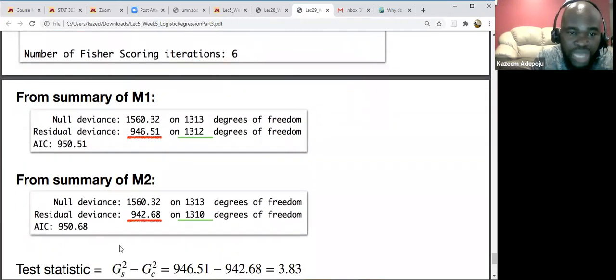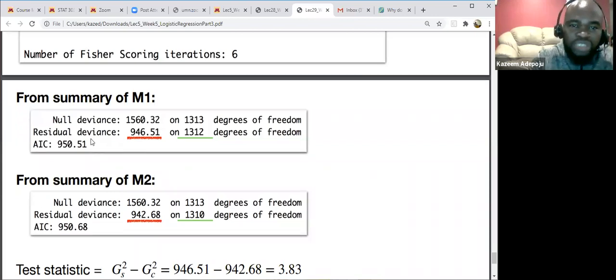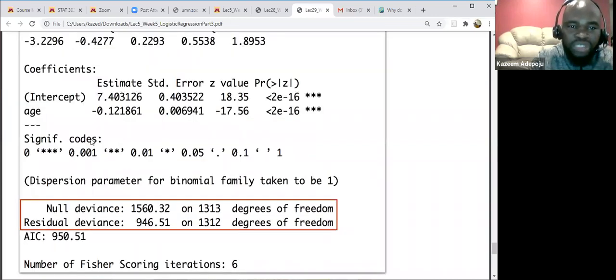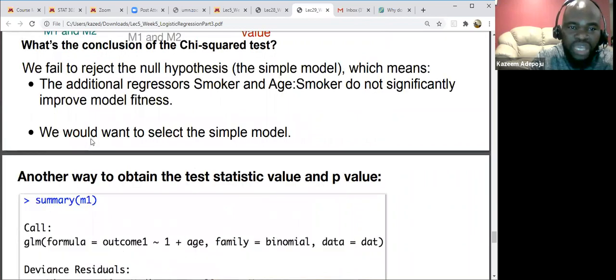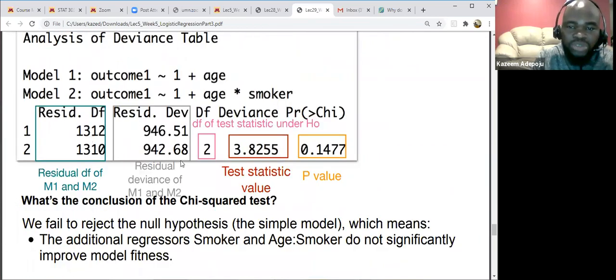Now let us compare the two models by AIC. As you can see right here, model 1 has a smaller AIC. Can you see that now? So by using AIC, model 1 is preferable. And you can see again that if you take a look at what we did right here, the p-value here also suggested that model 1 is good.